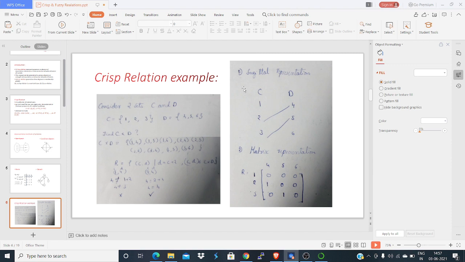This is the sagittal or pictorial representation. Since 2 plus 2 is equal to 4, or 4 equal to 2 plus 2, as given in the condition, 4 is equal to 2 plus 2, or 5 equal to 3 plus 2. So it is joining, and in matrix representation we give 1 if there is a relation, and if not, it is a 0. So it's 0 0 0 1 0 0 0 1 0.